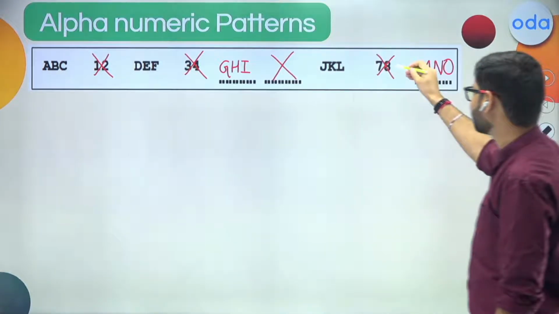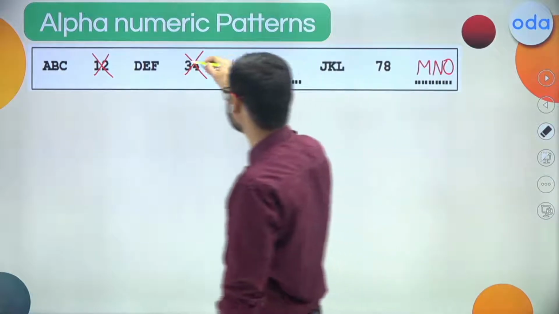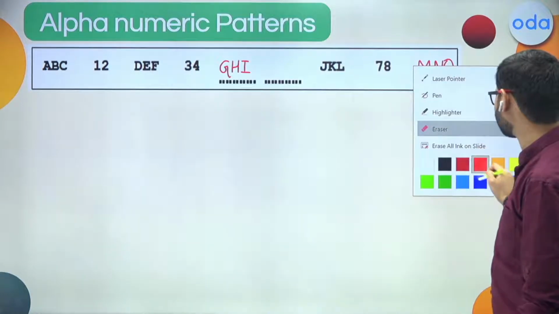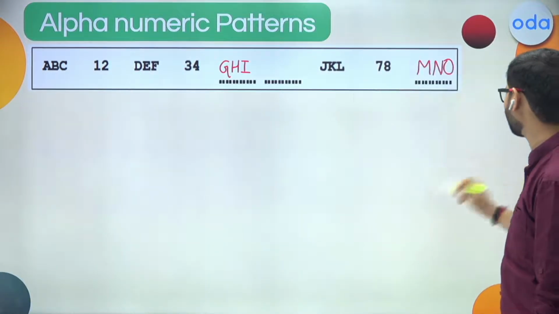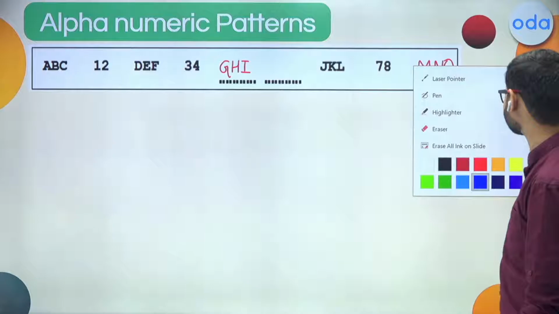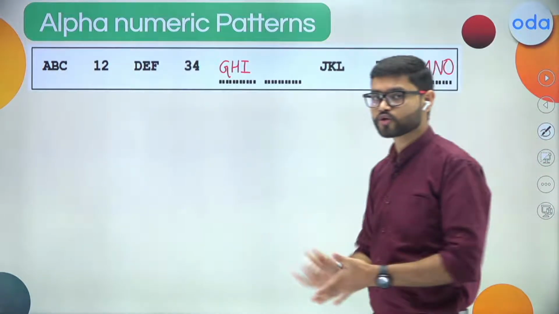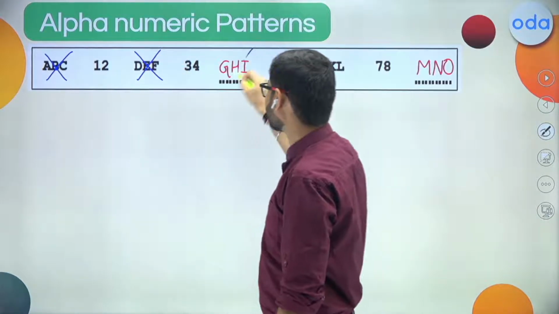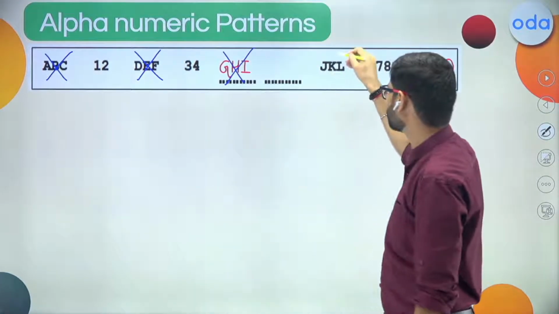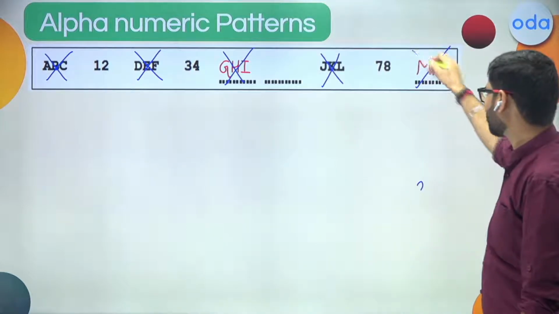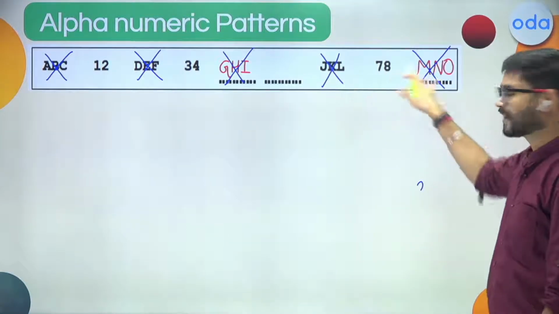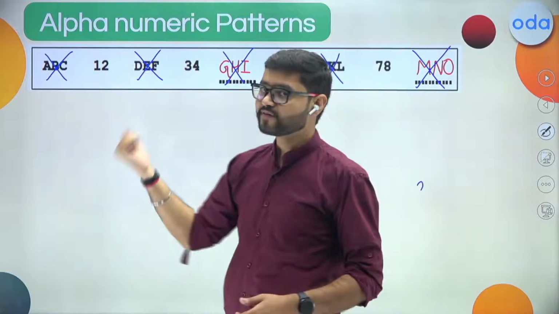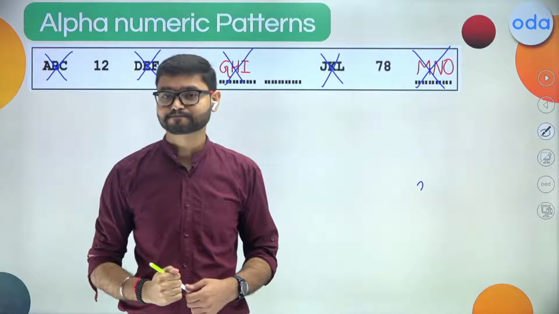Now let's focus on the remaining thing. The alphabets are done. We are going to focus on the numbers now. Right now, you can ignore the alphabets. Their part is done. If I ignore all the alphabets, what is remaining? 1, 2, 3, 4, blank, 7, 8. What is this? A number pattern. And we already know how to solve number pattern questions, right?